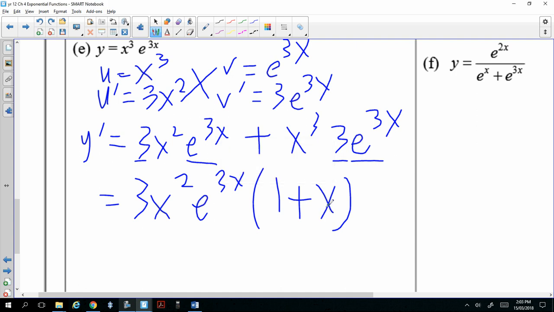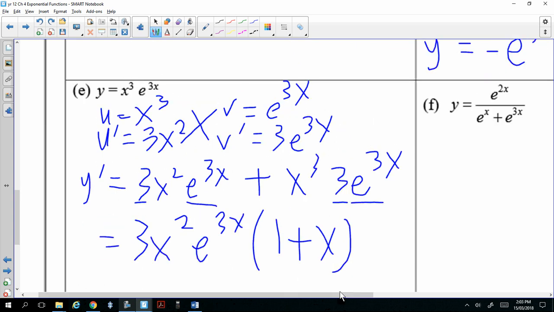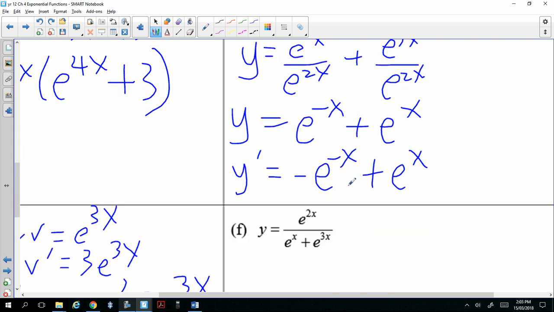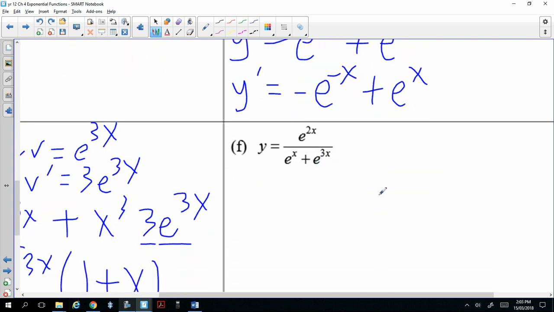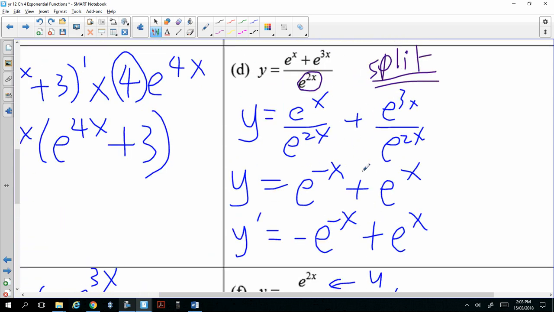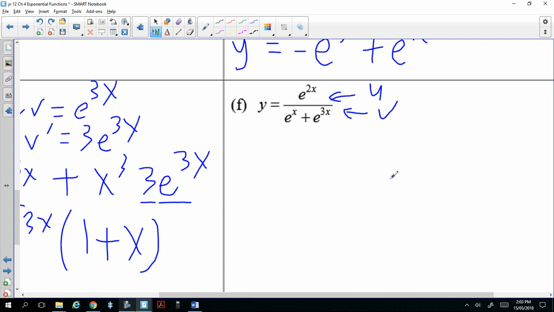Done. Product rule. How about the last one? Can you split with the last one? You can't split. See, the first one you can split, but this one you can't. So what do you do? You use the quotient rule. So you call that u, call that v. You cannot split when there are two terms. So you have to use quotient rule, whereas the other one you can split. You don't have to use quotient rule there. This one you do. Let's write them down. u dash equal to 2 e to the power 2x, v dash is e to the power x plus 3 e to the power 3x.